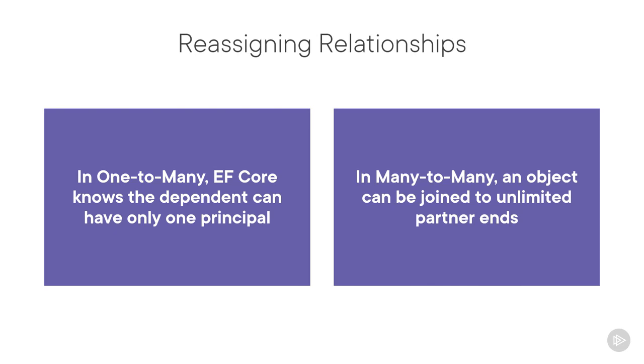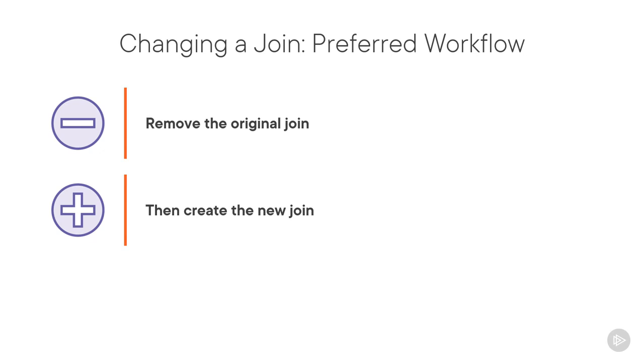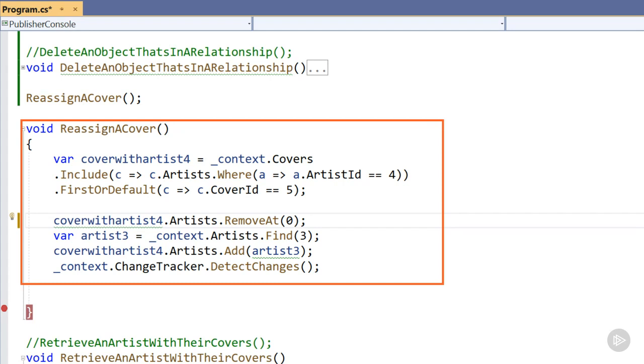But with a many-to-many relationship, a cover can belong to multiple artists. So you have two separate joins you need to deal with. You need to remove the existing join and then add a new join between the cover and the other artist. This method, reassign a cover, takes a cover whose ID is 5 and is associated with the artist whose ID is 4. I'm going to disassociate them, removing the artist from that cover.